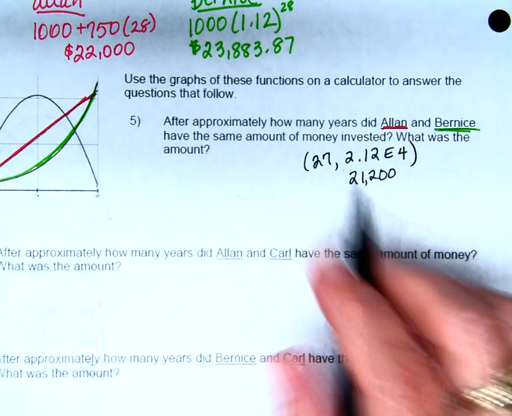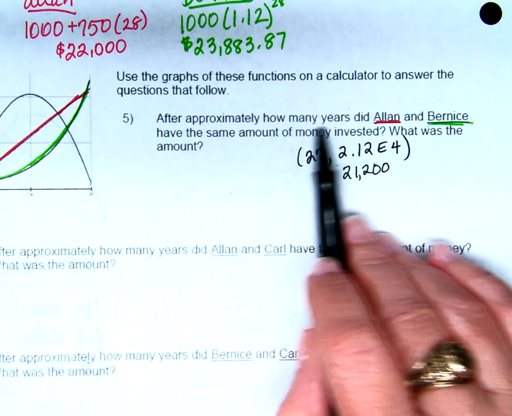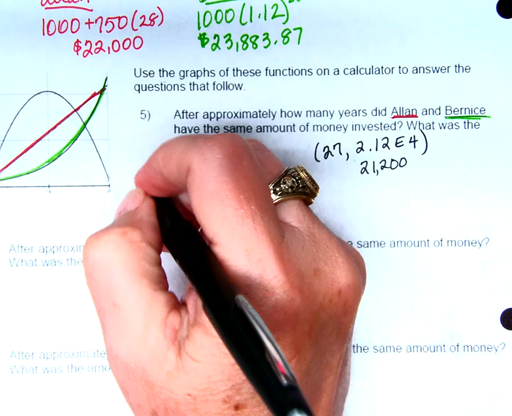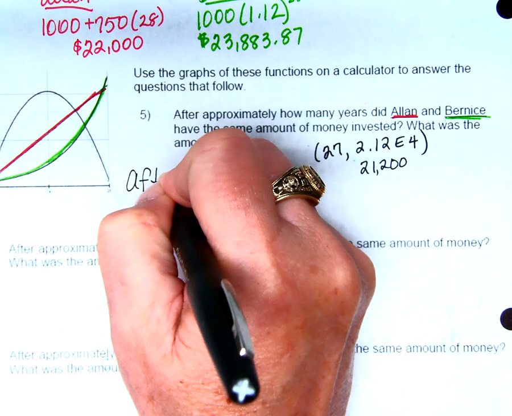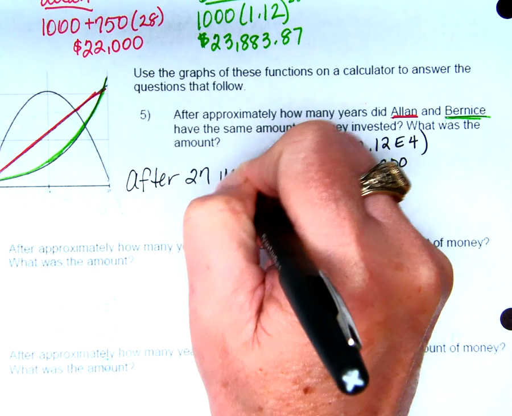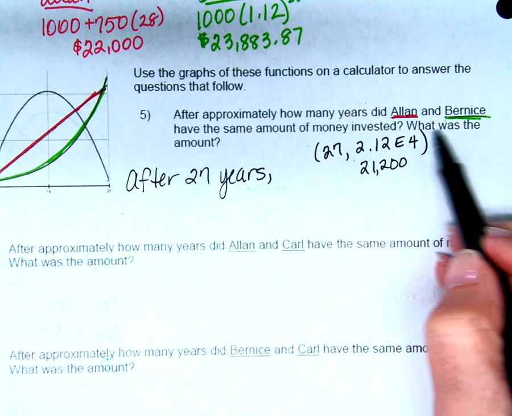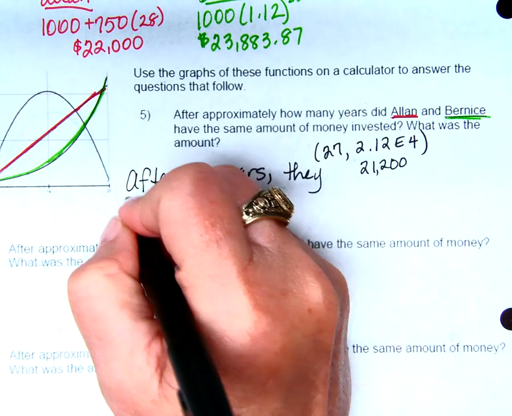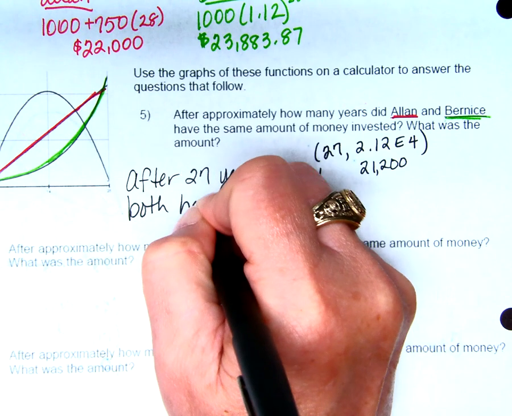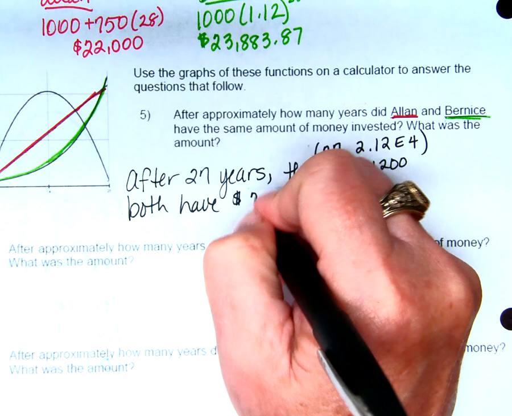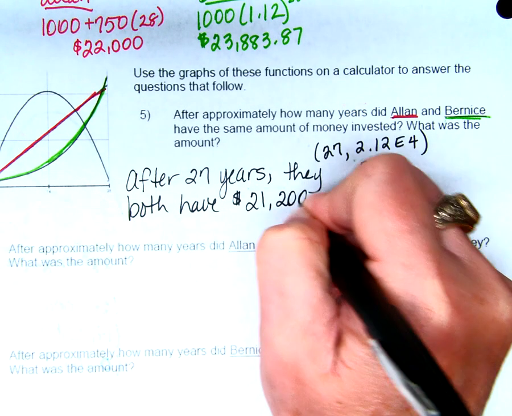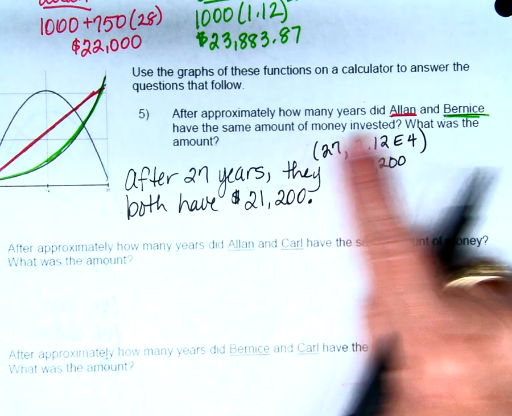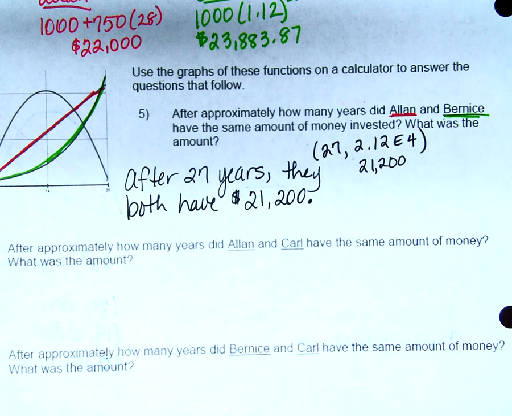Now let's answer the question. After approximately how many years did they have the same amount of money? So after 27 years, what is the amount? They both have, perfect, $21,200, right? Doesn't that one sentence answer both of those questions? Okay.